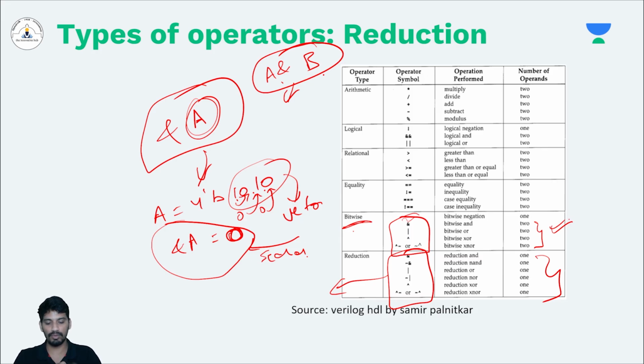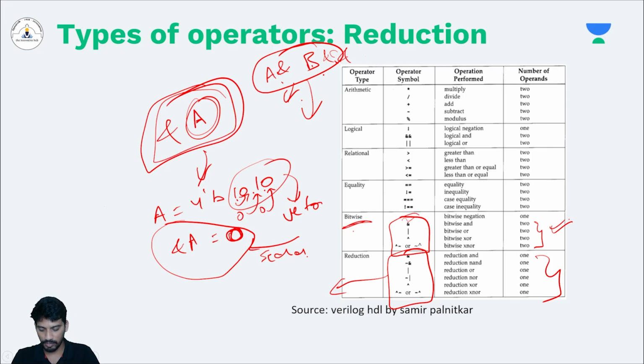What is the use of these reduction operators? We already know bitwise operators can be used to perform normal AND, OR operations on any number of inputs. If you want to design an AND gate between A, B, and C, you can directly write the bitwise operator A and B and C. But what is the purpose of this reduction operator? Why do we need these reduction operators?